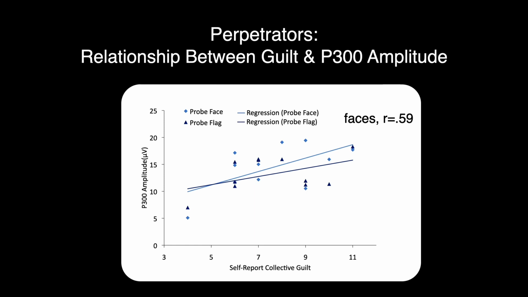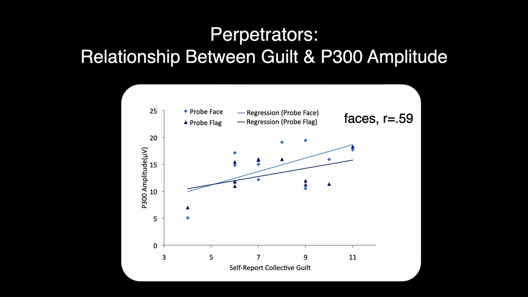So these again are the P300s for just the perpetrators. And on the x-axis, we can see their ratings of their self-reported collective guilt. So we can see how guilty each of those participants feels, okay? And then we can see their P300 on the y-axis. And basically, the participants who show us more collective guilt are the ones who are showing us bigger P300s to pictures of the faces, the person who actually was the perpetrator. So they seem to feel guilty when they see a picture of him.